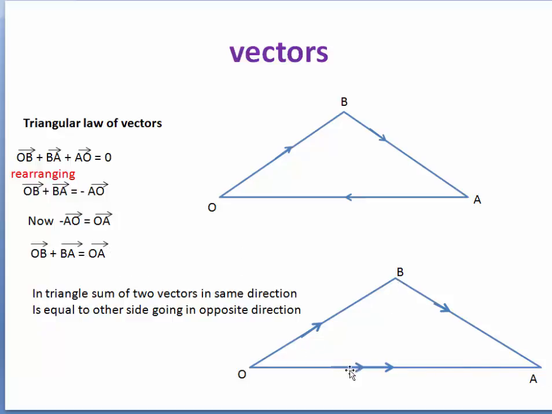So drawing this as such, the triangle law of vectors states that in a triangle, the sum of two vectors in the same direction, so that's OB to BA, is equal to the other side going in the opposite direction. So this is quite important because sometimes rather than being given these two vectors, we can be given the resultant vector and another vector, and then to find the third vector we have to subtract from the resultant. So if we were asked to find vector B to A, we'd have vector O to A minus vector O to B.